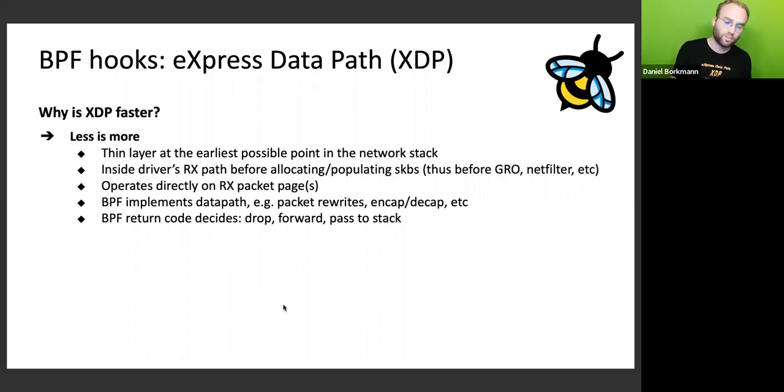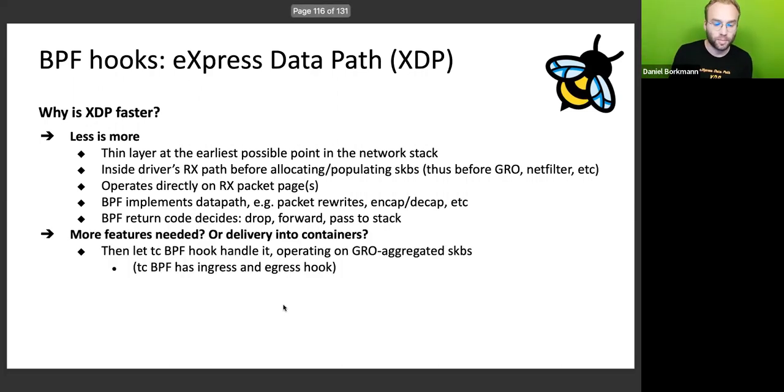So really at the earliest possible point before the stack is doing anything with them. And BPF in this case operates directly on the received packet pages. So it can load the data from it, it can write into it, and so on. And there you can implement your data path, implement encap, decaps, and so on. And then the BPF program has a return code, and in this case, the verdict decides whether to drop the packet, whether to forward it, for example, to push it back out the same or a different NIC, or to pass it up to the stack because it's maybe for a local application.